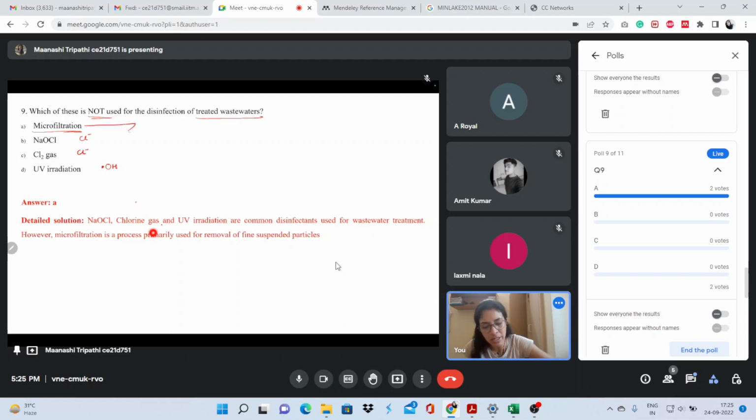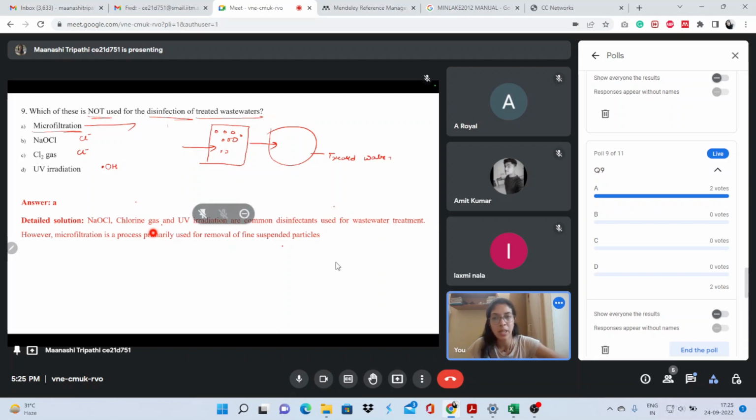Microfiltration is just a screening mechanism. There will be a cloth kind of thing with various pores. So some particles will go out, some particles will remain on this side of the sheet. But there will be no disinfection. Anyway, viruses and bacteria are very small. They will pass and be there in the treated water. So no disinfection is happening in the case of microfiltration.